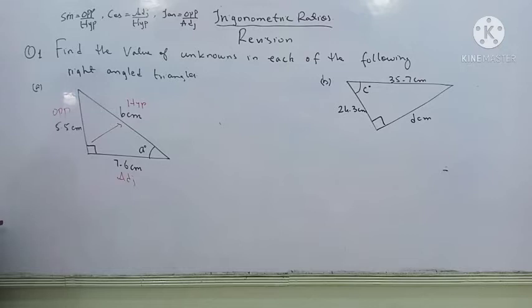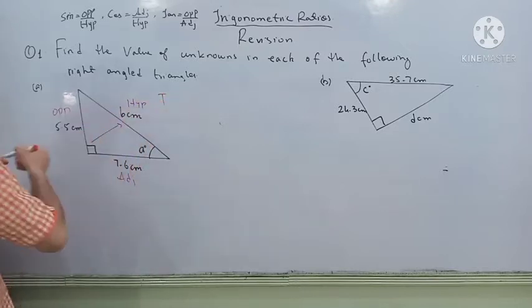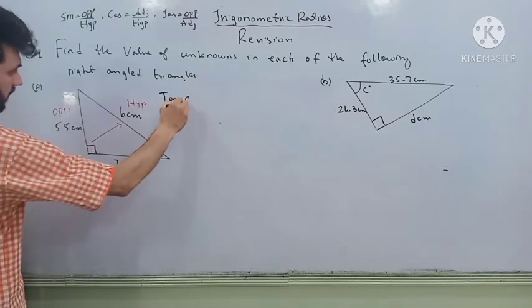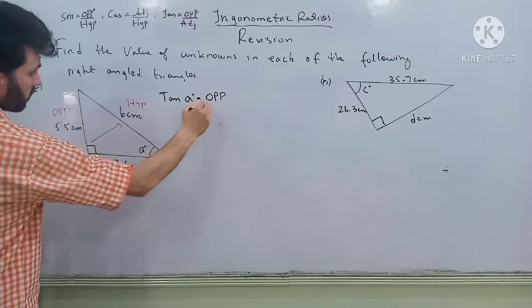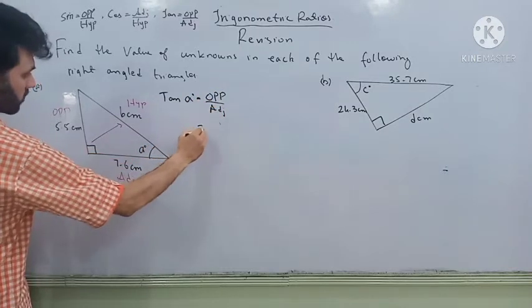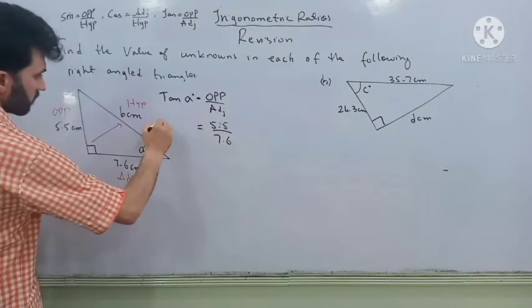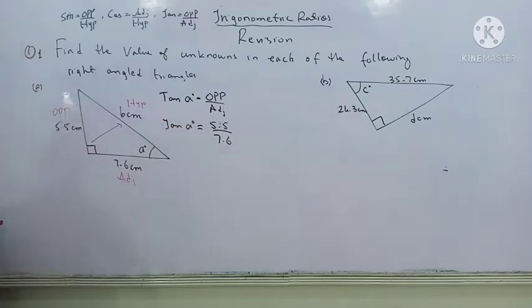So in which ratio these two opposite and adjacent come? This come in tan, right? So we apply tan to find out the angle, find out the acute angle A, because opposite and adjacent come in tan. So tan angle A is equal to opposite over adjacent, right? So what is opposite? That is 5.5. Adjacent 7.6. We have to divide these. We have a calculator. 5.5 over 7.6.